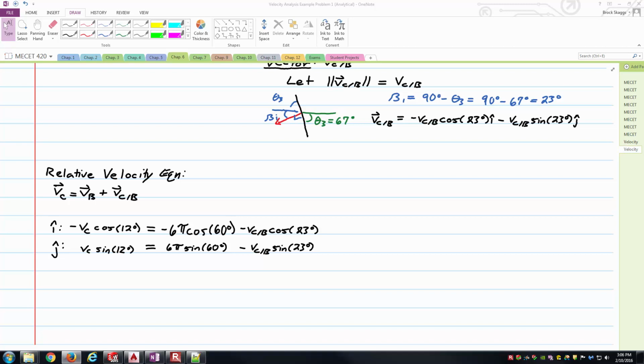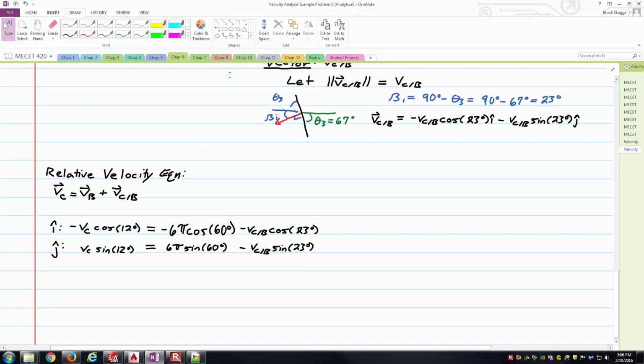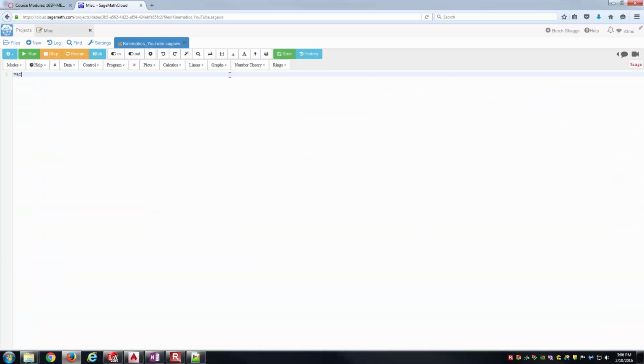And so here, I'll go ahead and create a Sage worksheet. And then as soon as this gets loaded up, I will bring it over. Here we go. And so here I just created a simple worksheet inside of Sage Math Cloud. You're seeing the interface before you. A few things I'm going to have to do is define symbolic variables to represent V sub C and VC relative to B. And so I'll just put var V underscore C and V underscore CB.